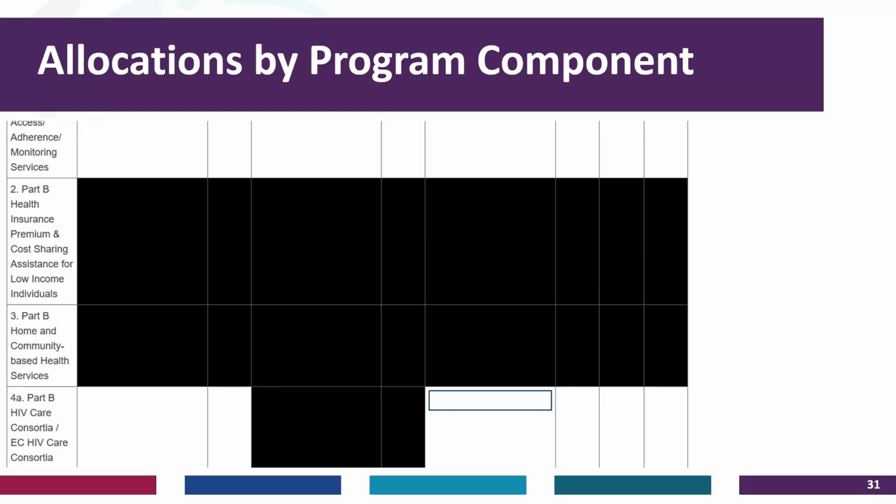Rows 2 and 3 are blacked out. Those are for Part B health insurance premium and cost sharing assistance and home and community-based health services. Allocations for those 2 services for your Part B X07 award are going to be entered into your contracts in the GCMS.